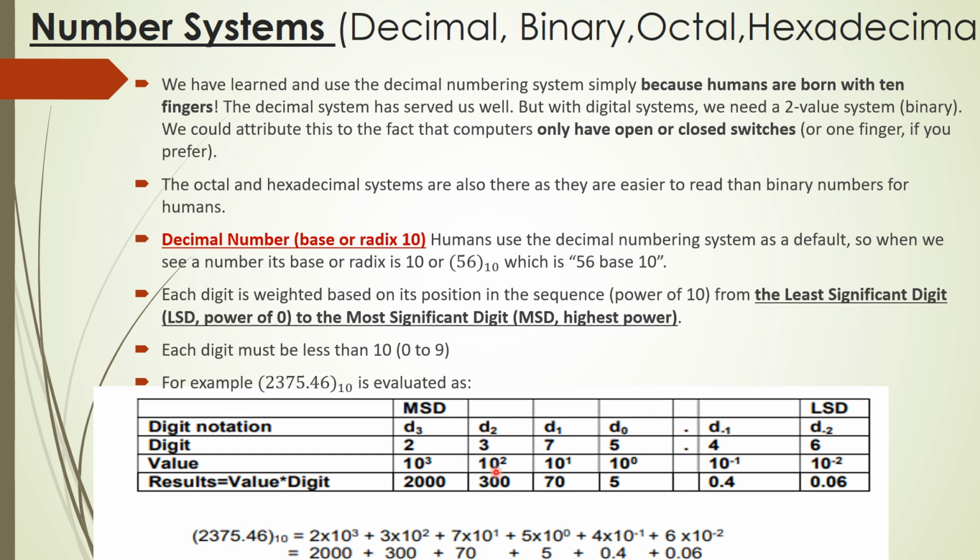3 multiplied by 10 raised to power 2, I get 300. 7 multiplied by 10 raised to power 1, I get 70. Similarly, 5 multiplied by 10 raised to power 0, or 5 multiplied by 1, I get 5. 4 divided by 10, I get 0.4, and 6 divided by 100, I get 0.06. In the next step, I'm adding all these numbers and I will get my number 2375.46. So that is the evaluation of this number.